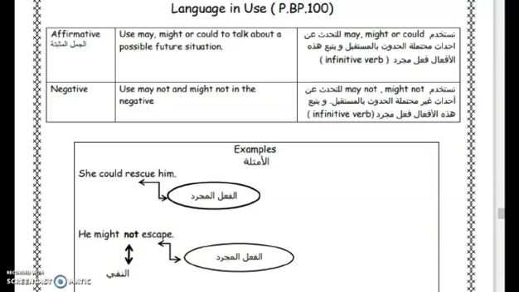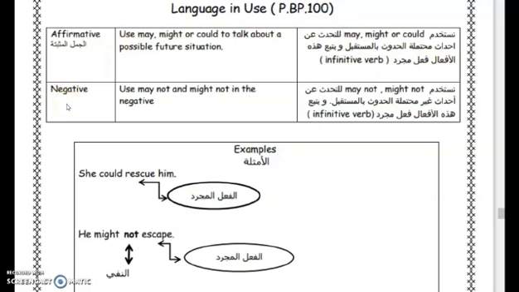My students, in the previous class, we explained the affirmative and negative form of modal verbs that we use to talk about possible future situations. As you can see, for affirmative modals, we have may, might, or could, to talk about possible future situations. Also pay attention that verbs after may, might, could should be infinitive verbs.